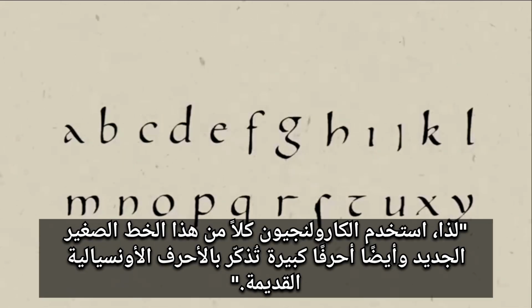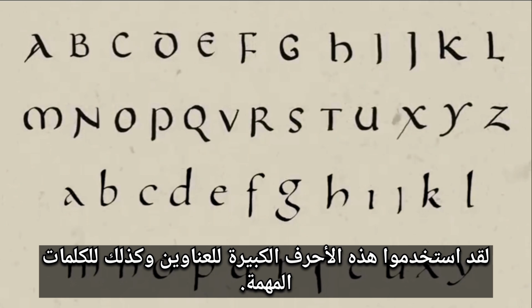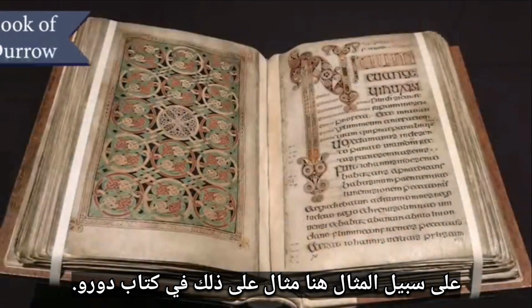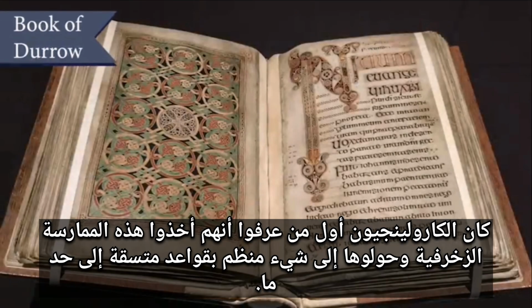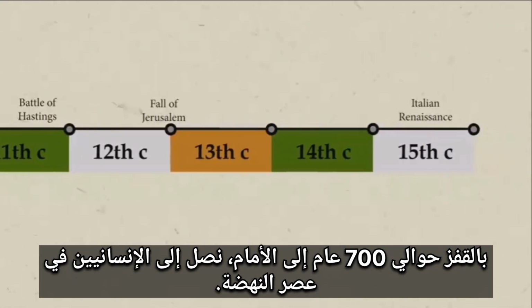So the Carolingians used both this new minuscule script and also capitals reminiscent of the old uncial letters. They used these capitals for titles as well as for important words. The practice of using large decorative letters to start a page or sentence had become a common practice when making manuscripts. For instance, here's an example of that in the Book of Durrow. The Carolingians were the first known to take this decorative practice and turn it into something systematized, with more or less consistent rules.